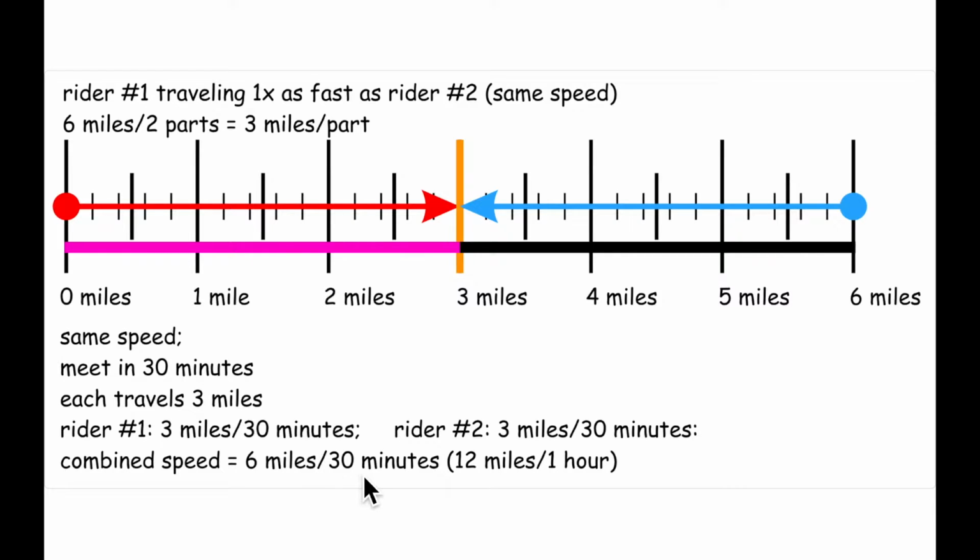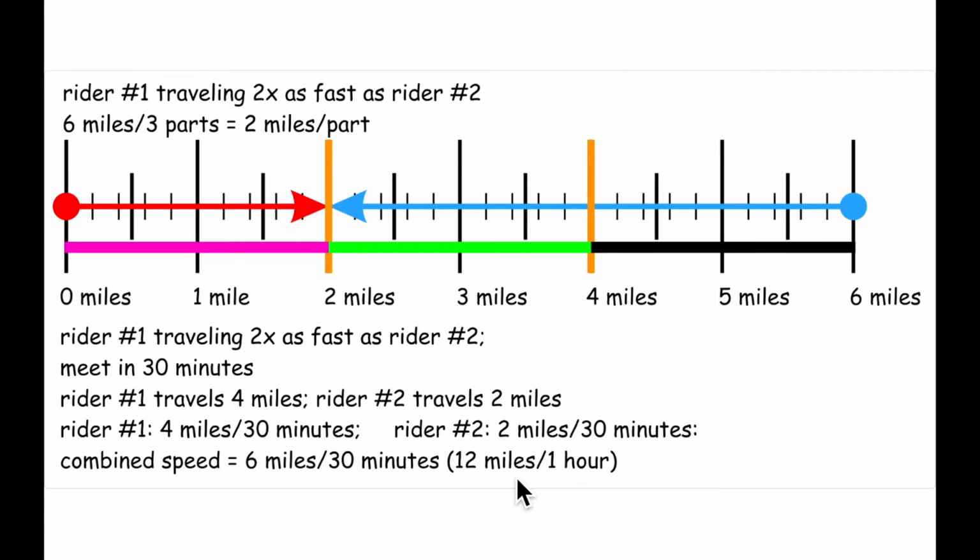Which is 6 miles in 30 minutes, a combined speed of 6 miles in 30 minutes, which is 12 miles per hour. Now, if rider number 1 is riding twice as fast, that means you have to look at 3 parts. So you have to add this part, that is rider number 2. So now you have 3 parts. 6 divided by 3 parts is 2 miles per part. So rider number 2 is riding 2 miles, that's 1 part, and then rider number 1 is riding twice as fast. So 2 parts compared to 1 part, that's 4 miles compared to 2 miles. And so 4 miles in 30 minutes, 2 miles in 30 minutes. So rider number 1 is riding twice as fast as rider number 2.